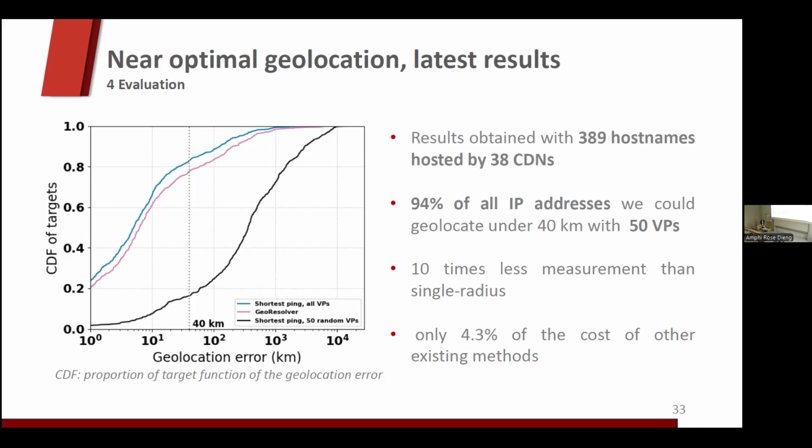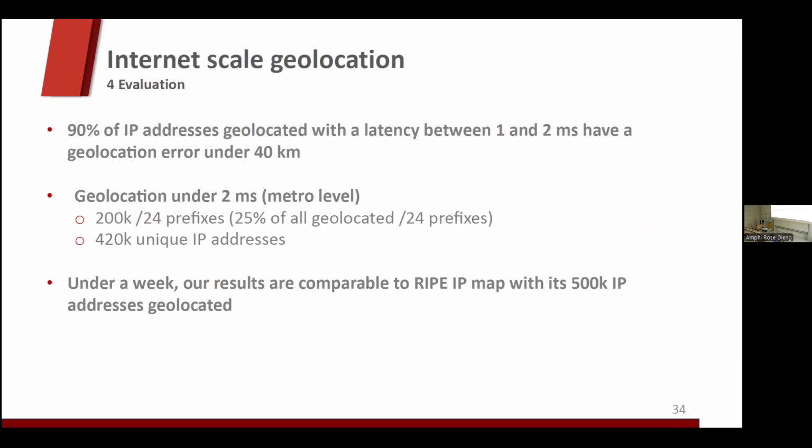And what we observe is that with only 50 vantage points, we geolocate 94% of all the IP addresses we could have geolocated under 40 kilometers, which is considered as metropolitan city level precision. So to put that in perspective, 50 vantage points is 10 times less than single radius, the current geolocation engine on RIPE Atlas, and only 4.3% of the measurement costs needed for other state-of-the-art methodologies. So with 50 vantage points, it's possible to envision internet scale geolocation. And well, that's exactly what we did.